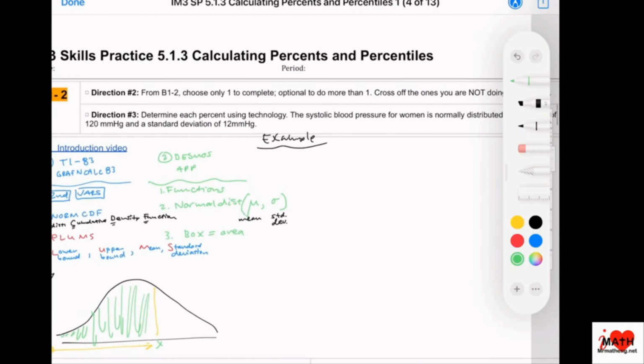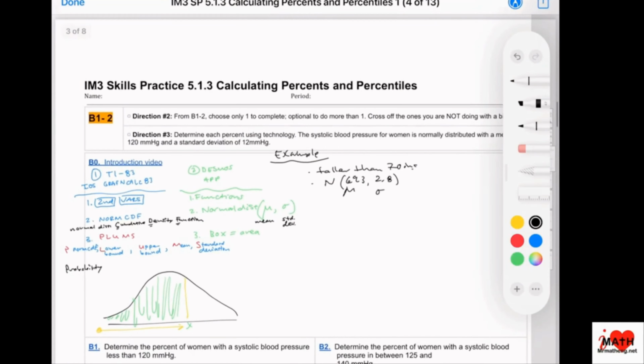Okay, it'll be on your worksheet, but I'll just read it out loud. Let's calculate the percent of adult men taller than 70 inches. We know, given that the adult men's heights are normally distributed, and the mean is 69.3 with a standard deviation of 2.8. Okay, I'm going to show you guys first the GraphingCalc83.